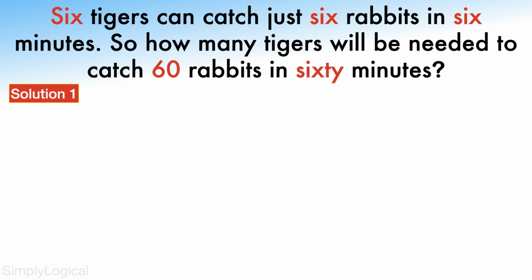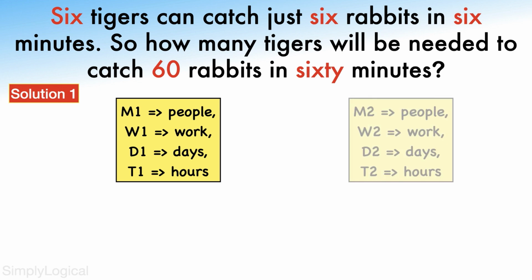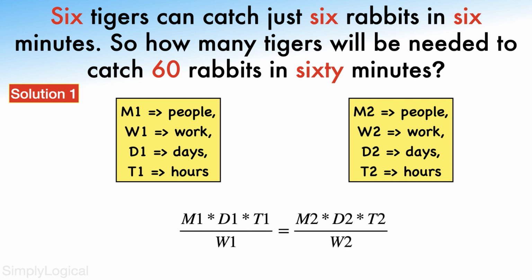Let me explain the formula approach first. If M1 number of people can do W1 work in D1 days working T1 hours each day, and M2 number of people can do W2 work in D2 days working T2 hours each day, then the relation between them will be M1 times D1 times T1 over W1 equals M2 times D2 times T2 over W2.